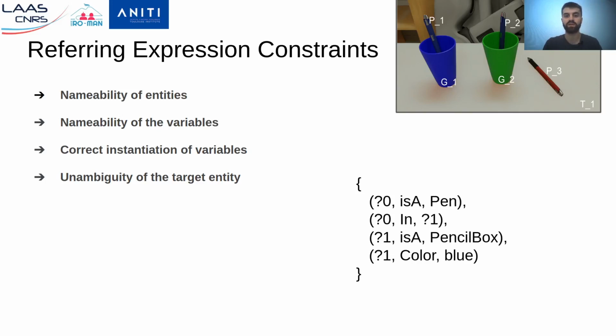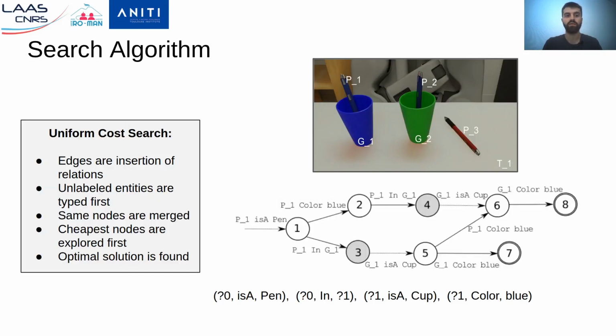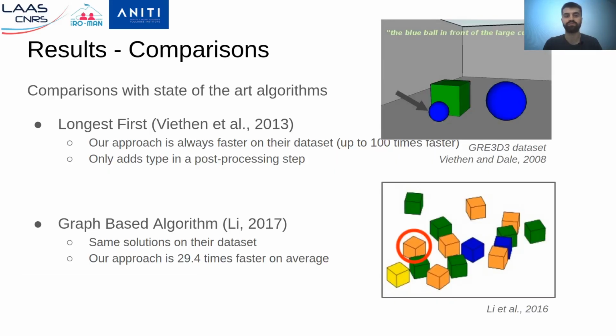The algorithm we developed is based on a uniform cost search algorithm. It explores a graph where nodes are partial referring expressions, starting with the given context, and edges are additions of relations present in the ontology. To ensure that each variable is typed, typing relations are added before anything else if a variable has no type in the partial referring expression.